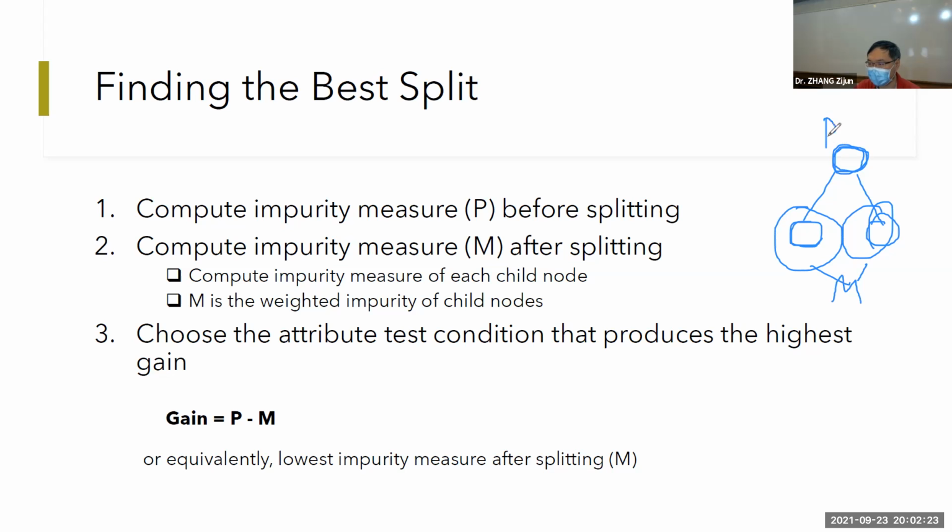So if you have impurity computed before splitting, which is at the parent, which is P, and after splitting, which is M, then you will have the difference, okay? You can choose the attribute test condition that produces the highest gain. You want to see whether you will get the highest information gain through such kind of splitting, okay?